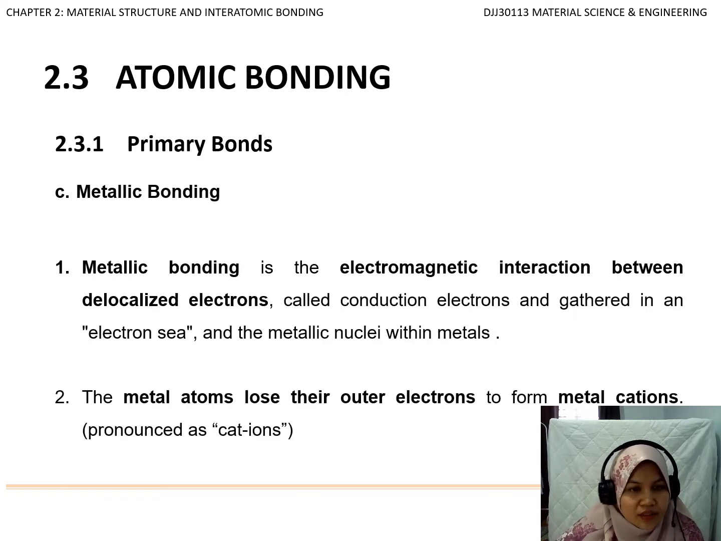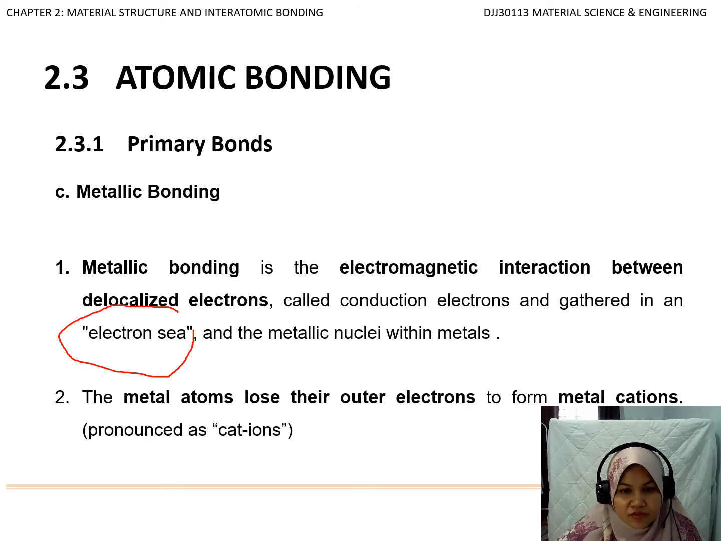Okay. The third one is metallic bonding. So metallic bonding is the electromagnetic interaction between delocalized electrons called conduction electrons and gathered in an electron sea and the metallic nuclei within metals. Okay, so metallic bonding ni adalah interaction, electromagnetic interaction lah. Okay, antara delocalized electron. Okay. So dia akan berkumpul pada dalam electron sea, and then and the metallic nuclei within metals.